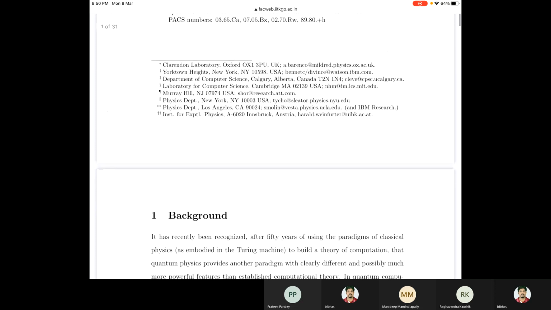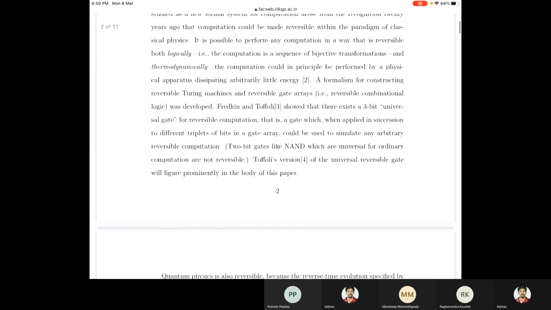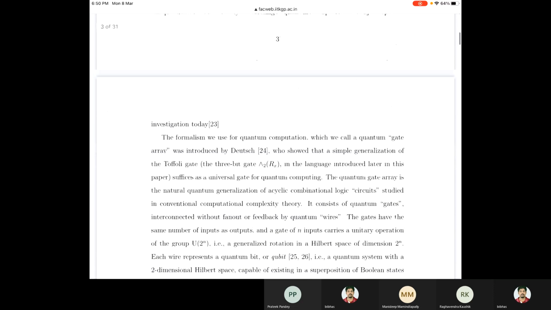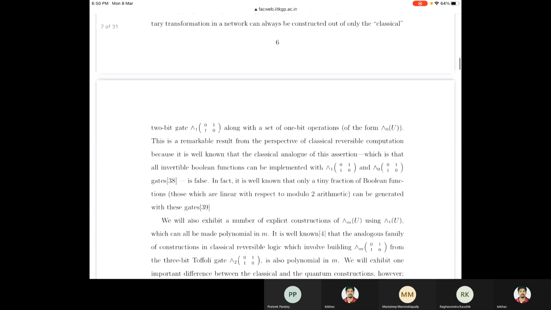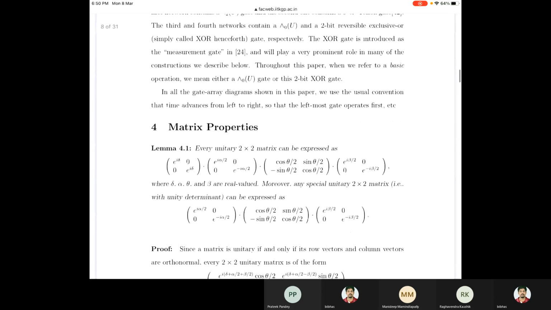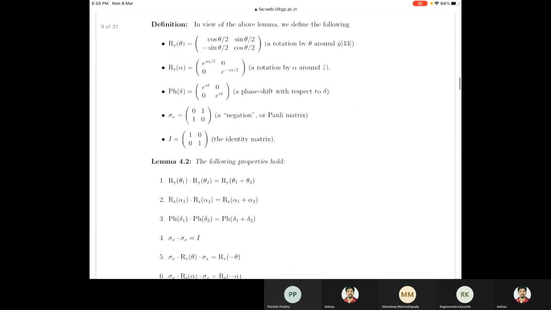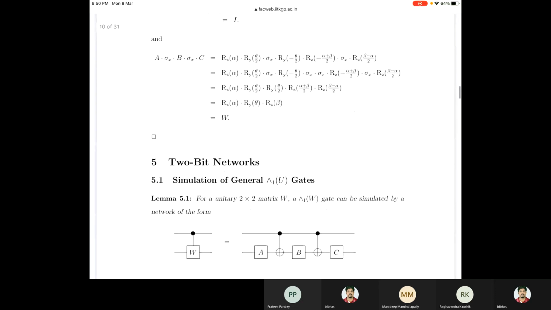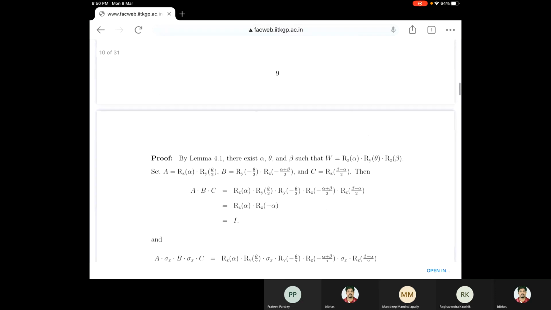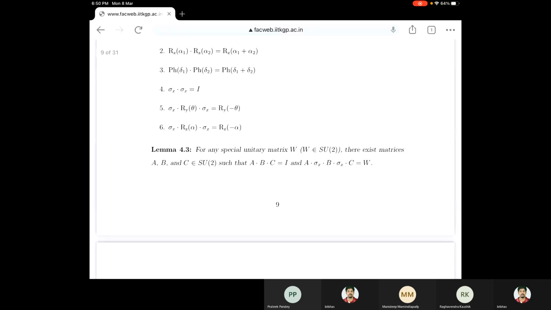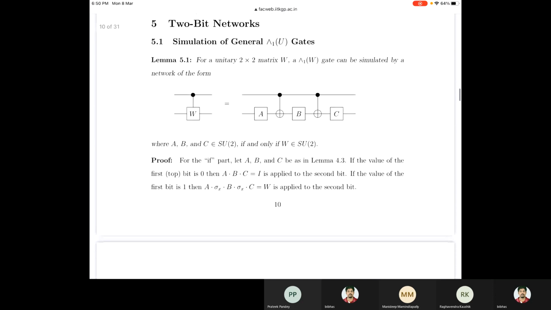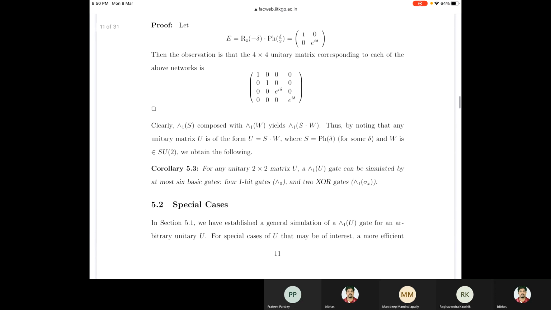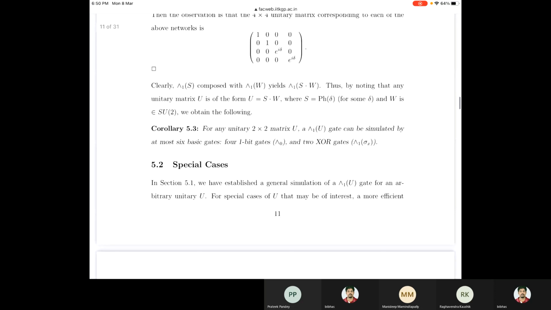I will not discuss everything about it, because this is a very large paper. But if you want to see, then the proof is here. You can just read it, that much I can say. But I'll briefly discuss. You see this ABC equal to identity, this lemma 4.3, you can see. There exist A, B, C and all these things. So you can read it if you are interested.